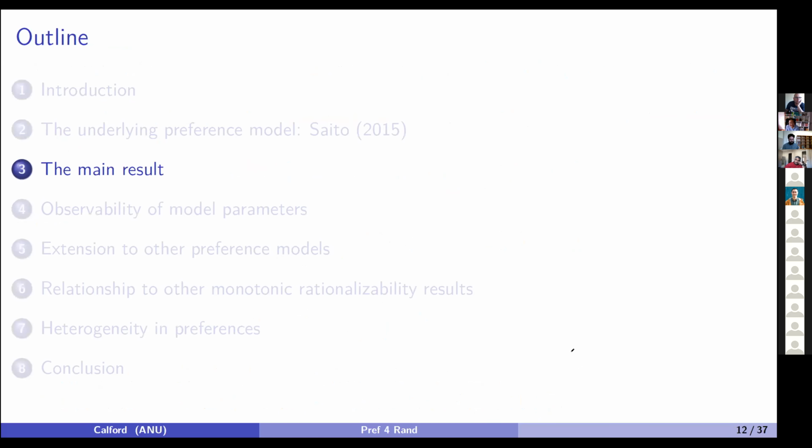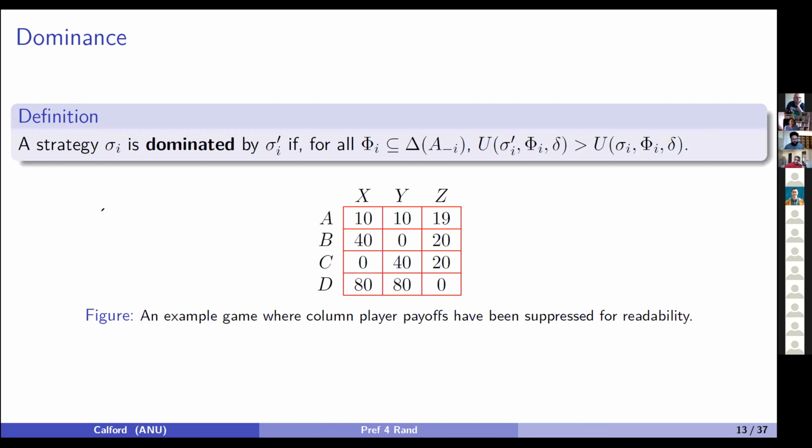Okay, so now I'm going to outline the main result, and then I'll talk about some implications of it. I may not get through all of these points. We'll see how we go with time. So we're going to need to start with a few definitions. We'll get to the definitions of justifiability and rationalizability, but the first thing we need to think about is dominance. It turns out dominance in the Saito model doesn't quite work in exactly the same way as dominance in the expected utility case.